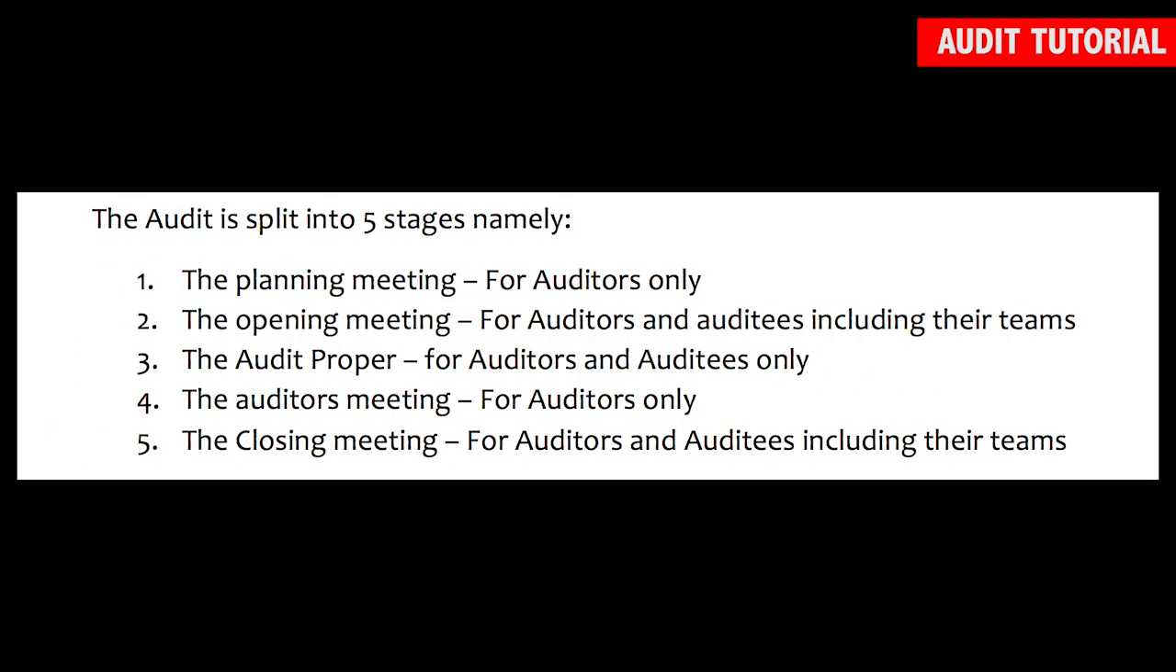The audit is split into 5 stages, namely the planning meeting, which is for auditors only. Then there's an opening meeting, which is for auditors and auditees, including their teams if they're available. Then the third phase is the audit proper, which will basically be for the auditors and the auditees only. And the fourth phase is the auditors meeting, which will be a meeting of auditors only. And the fifth phase is a closing meeting, which is for the auditors and auditees, including the auditees team, if they're available.